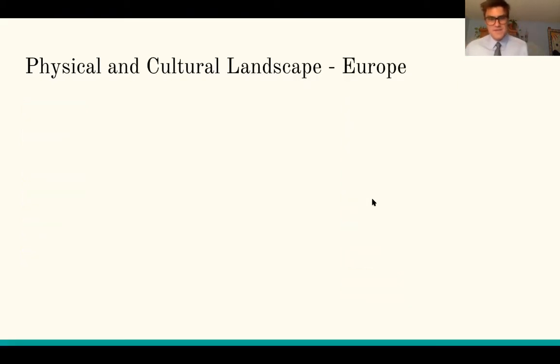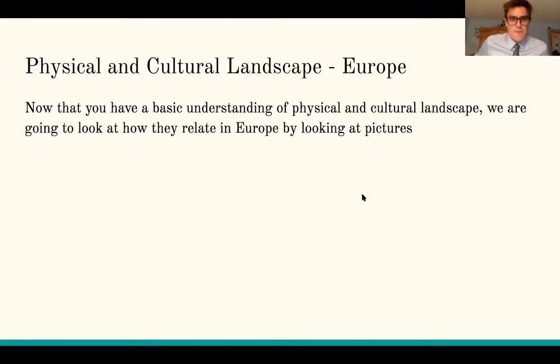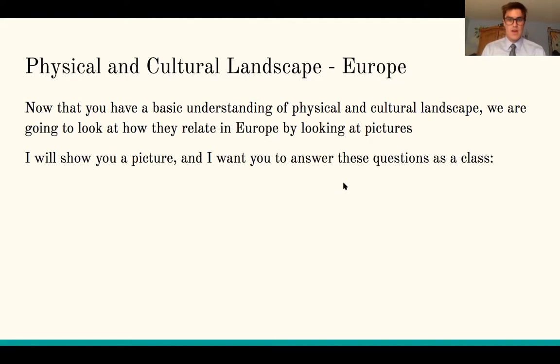So let's talk about the physical and cultural landscape of Europe. Now that you have a basic understanding of physical and cultural landscape, we are going to look at how they relate in Europe, how they go together in Europe by looking at pictures. So I will show you a picture first to get started thinking about these things, and I want you to answer these questions as a class.